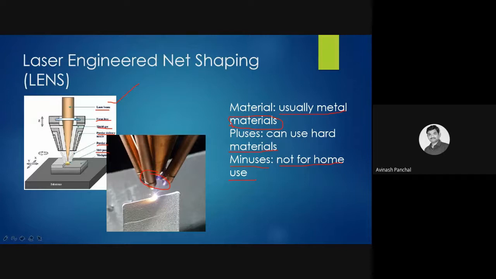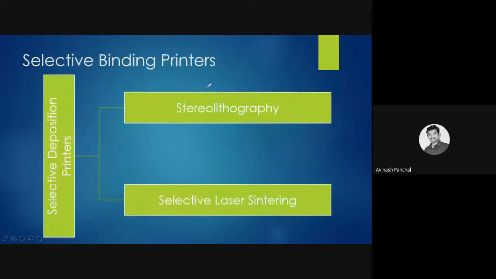The next one is selective binding printers. One is stereolithography, and the other is selective laser sintering. We have seen selective laser sintering.